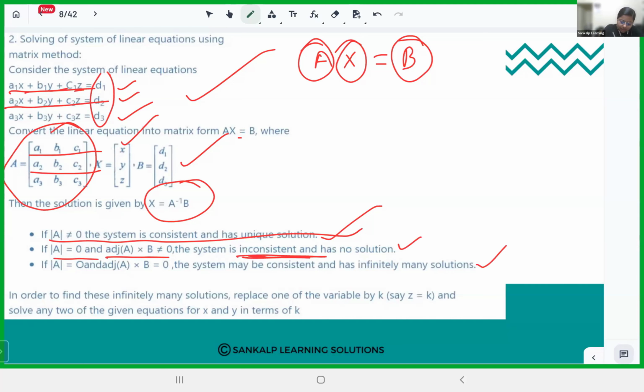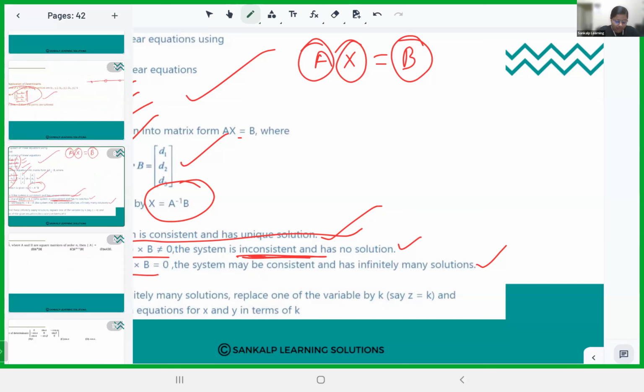And the third condition is, if determinant A is equal to 0 and adj A into B is equal to 0, then we can say that the system is consistent and it has infinitely many solutions. So these were the important concepts that you have studied in this chapter. Now we are going on to the questions.